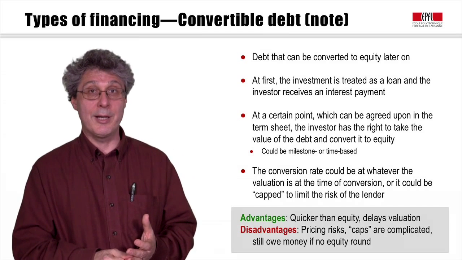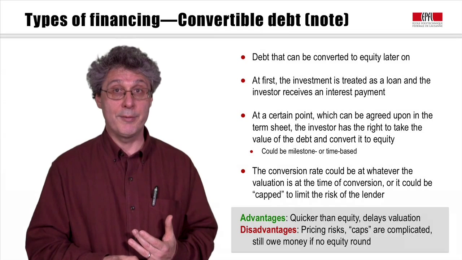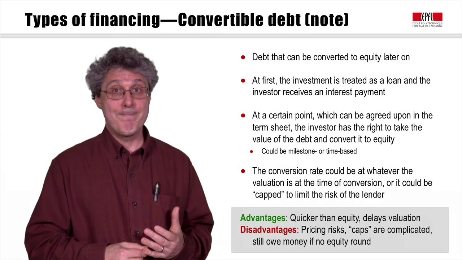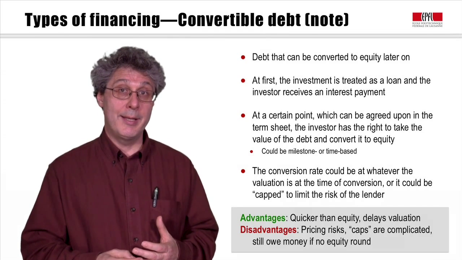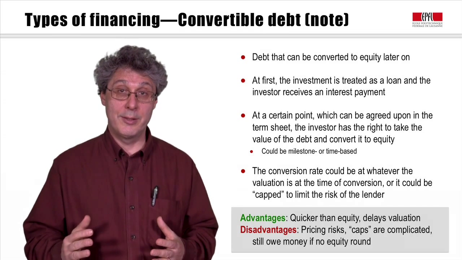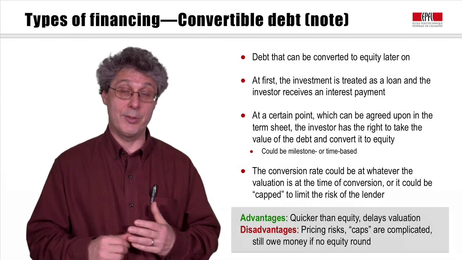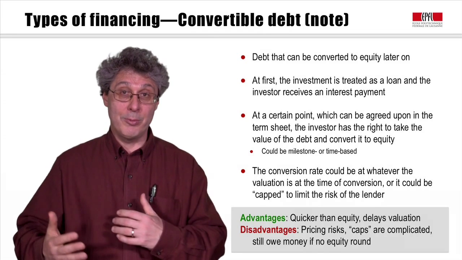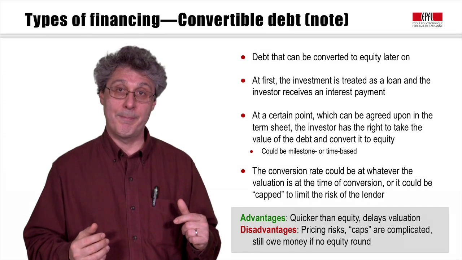So why would you want to do this kind of financing? It's becoming more and more common. There's definitely a trend toward convertible debt. It can be quicker to negotiate than an equity investment, and it definitely delays the valuation discussion. Some entrepreneurs don't want to decide too early on the valuation of the company. So rather than going straight to an equity round, they might do a convertible debt, and they would then postpone the first valuation of the company.